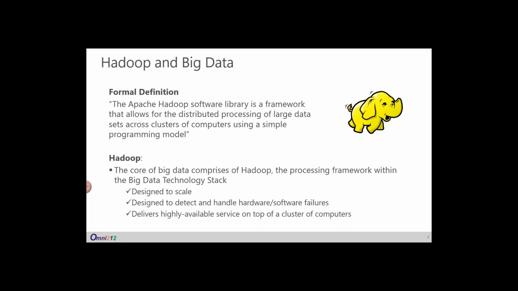Hadoop comprises a library which itself is designed to detect and handle failures at the application layer. Thus, it delivers a highly available service on top of clusters of computers, each of which may be prone to failures. It provides a system of reliability without having to depend on any such requirement from the underlying hardware. That means even if the hardware you are using is not reliable, the overall Hadoop system will still remain reliable.